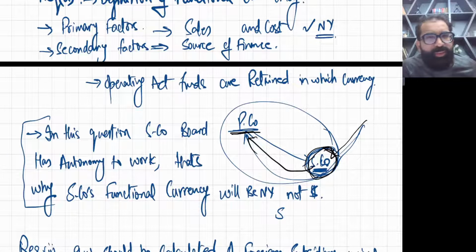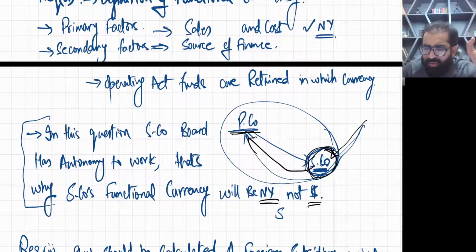But in this question there are no such indications. It was clearly written, as we just read, that the S company board is independent; they have autonomy. So there is no such game. Now in this case, we can't say that the functional currency of P company will be the functional currency of S company. We would say that the functional currency of S company is NY. In this question, the S company board has autonomy to work. That's why S company's functional currency will be NY, not dollars.